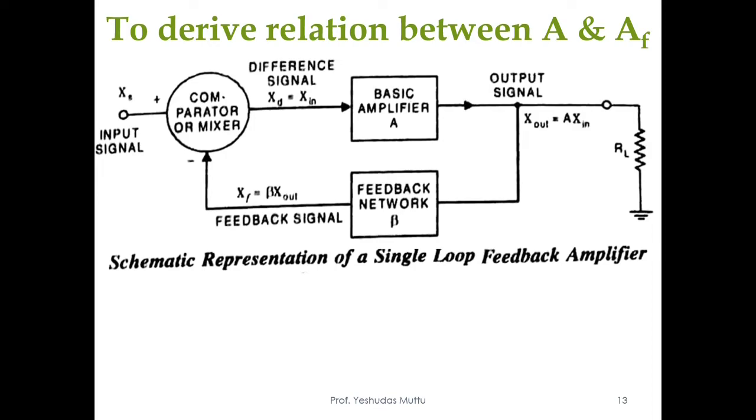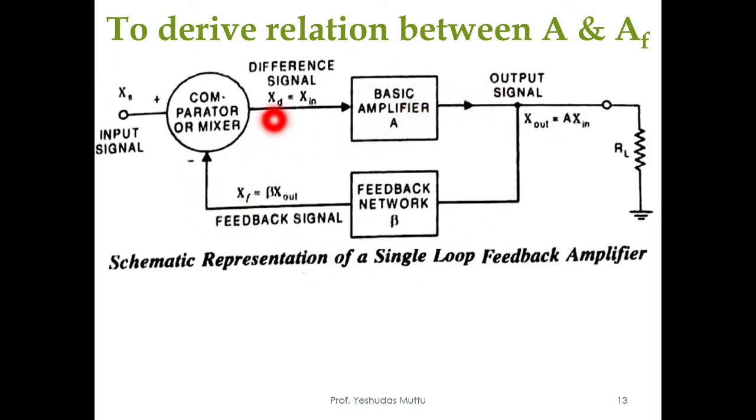Now, we have seen that there are two gains. One is with feedback, one is without feedback. Now what we need to do is find a relation between the two. For that we have considered this generalized diagram so that there is no confusion with respect to Vs or Is. Let me consider this to be Xs, since X can be either voltage or current.